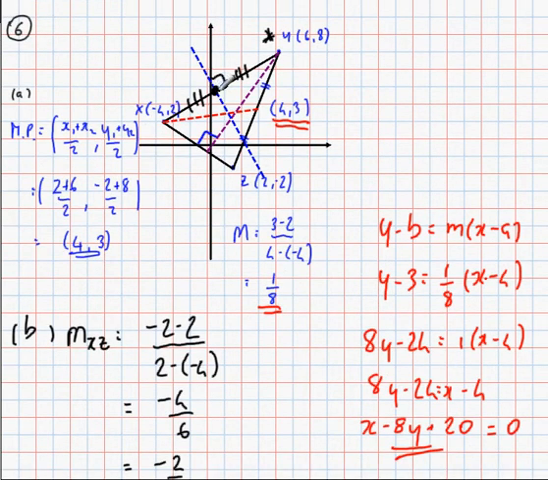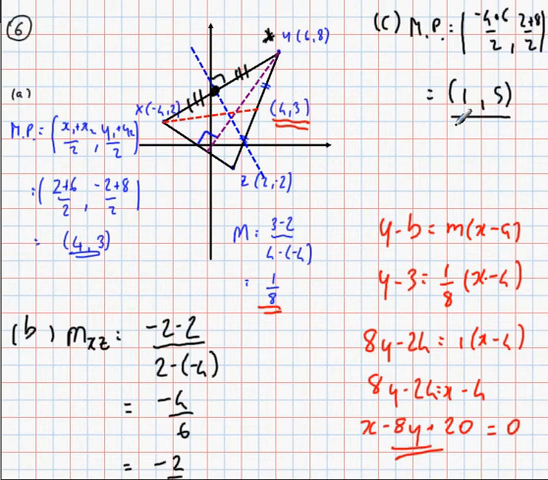We can find a point by locating the midpoint of XY. That's a point that lies on the perpendicular bisector. If we find the midpoint of XY, remember it's an average of the x and y coordinates, so it's minus 4 plus 6 over 2 and 2 plus 8 over 2. Minus 4 plus 6 is 2, 2 over 2 is 1, 2 plus 8 is 10, 10 over 2 is 5. The midpoint and the point that we've got for the perpendicular bisector is (1, 5).